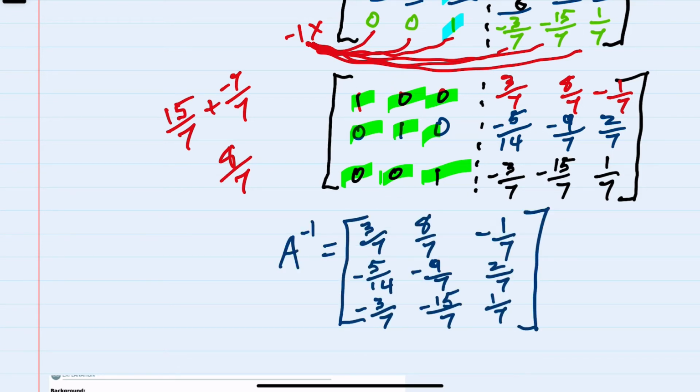So A was not singular. It does have an inverse, and we were able to find it. If it would have been singular, then at some point we would have inadvertently zeroed out these 1s that we were trying to get on the diagonal. That would have made the process fall apart. But in this case, we were successful. There is an inverse matrix, and we found it.